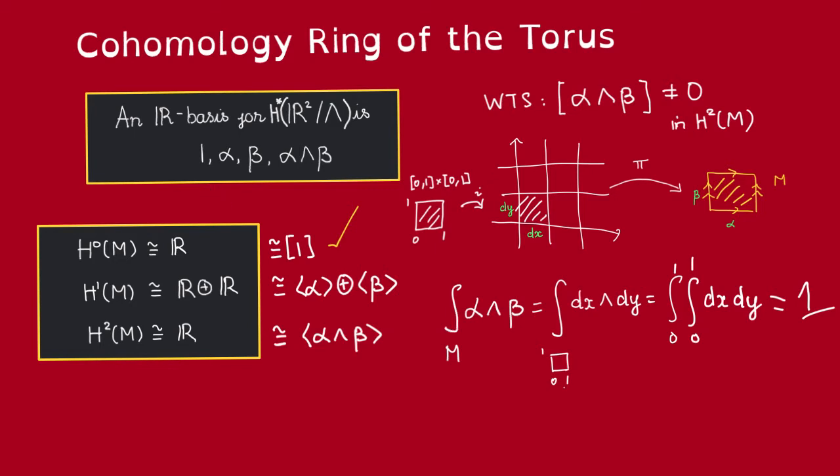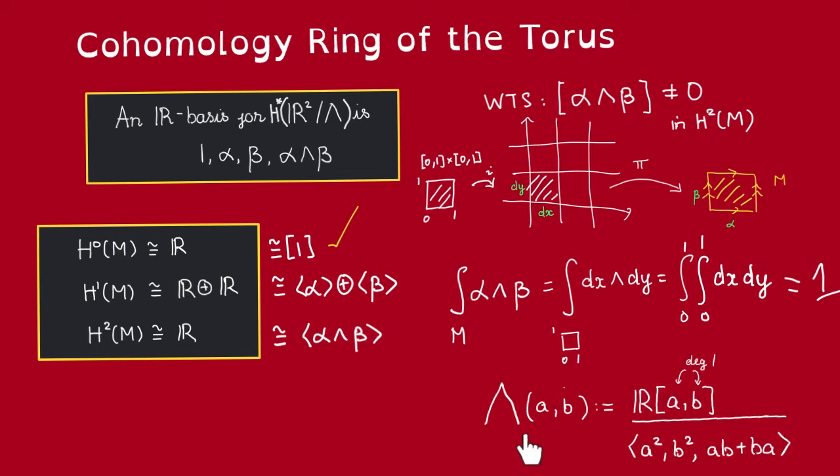Then we claim that an R basis for the cohomology ring is going to be 1, alpha, beta, and the wedge product of alpha and beta. And from this, we immediately see the algebra structure. We see that as a real algebra, the cohomology ring of the torus is just going to be the exterior algebra on two generators, generated by alpha and beta, and subject to the relations that alpha squared is 0, beta squared is 0, and alpha beta is equal to minus beta alpha, which are properties of the wedge product.